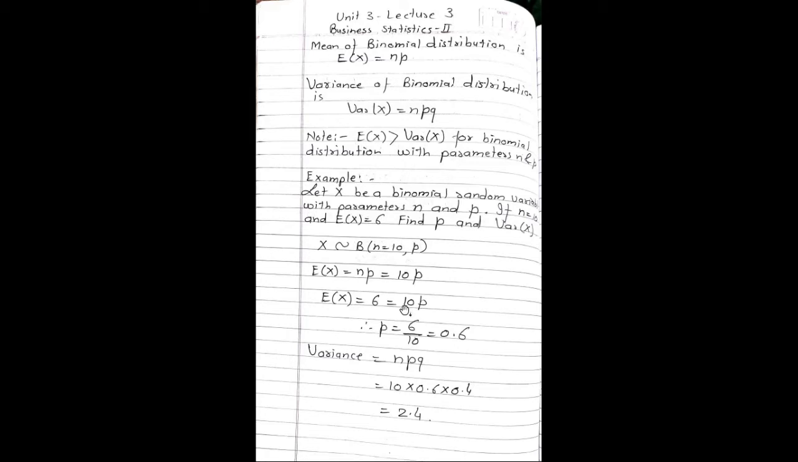So, 6 is equal to 10p. Therefore, p is equal to 6 upon 10. So, value of p is coming as 0.6. If value of p is coming as 0.6, q will be 0.4. And we know that variance of x is given by the formula npq, which is equal to 10 into 0.6 into 0.4. So, if we multiply the three values, the answer is 2.4.